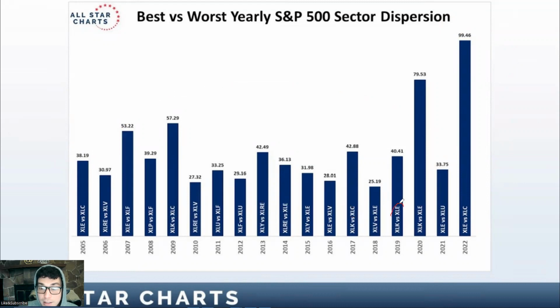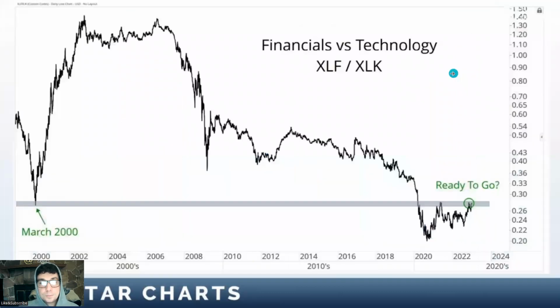And actually you can see XLE, energy, is one as well, right? And XLE is considered a little bit more defensive, right? And energy stocks, we're really seeing those outperform right now, especially versus the XLC. So just wanted to go ahead and show you guys that.